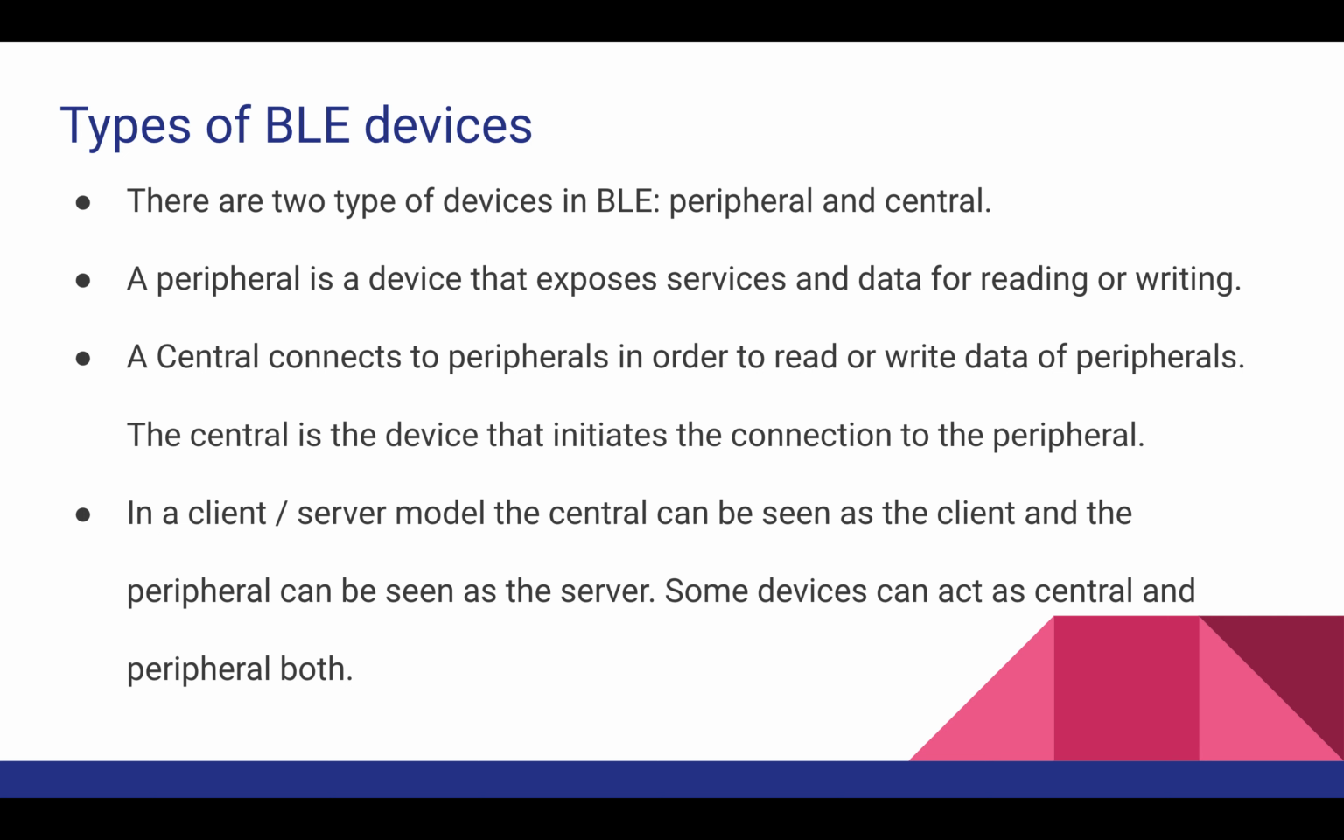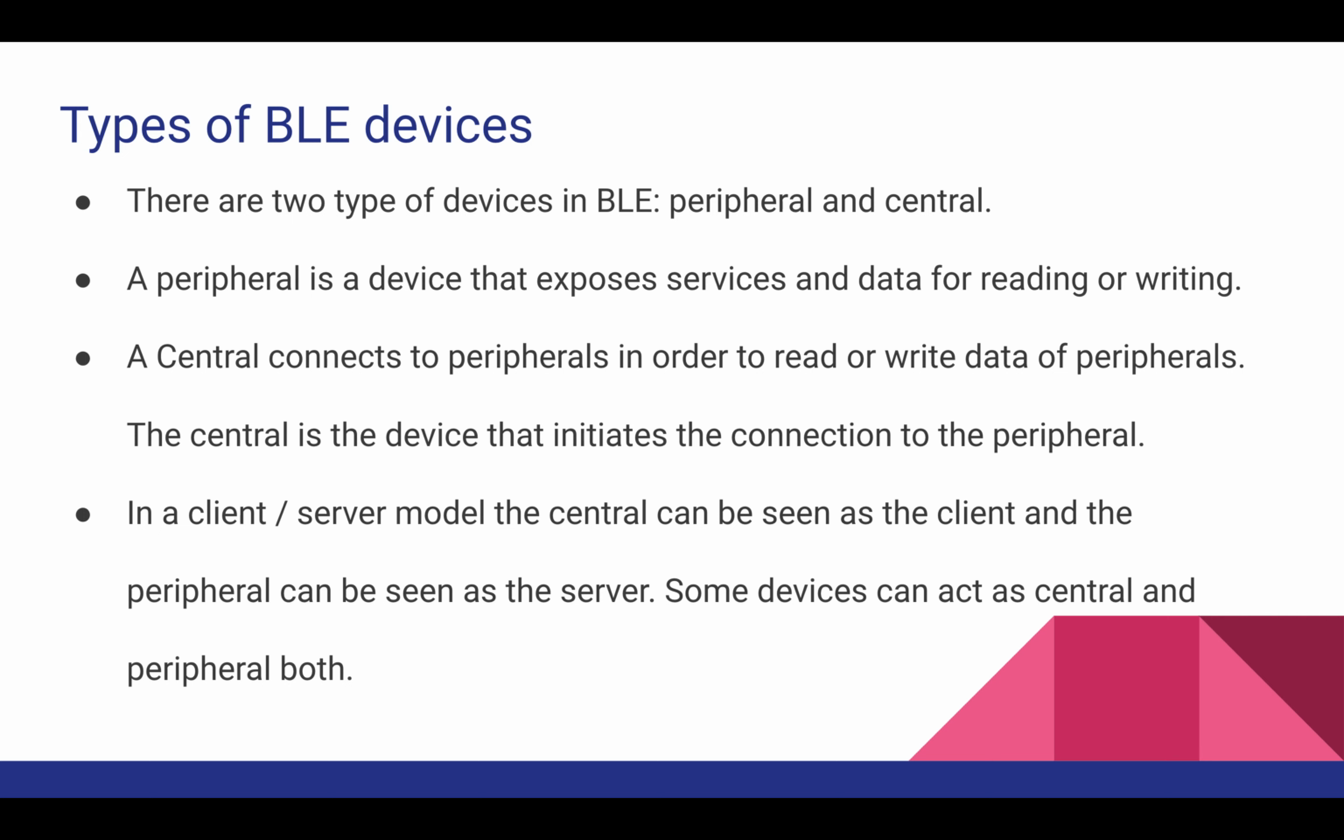Types of BLE devices. There are two types of devices in BLE. First is peripheral and another is central. A peripheral is a device that exposes services and data for reading and writing. And a central connects to the peripheral in order to read and write the data of the peripheral. The central is a device that initiates the connection to the peripheral. In client server mode, the central can be seen as the client and the peripheral can be seen as a server.